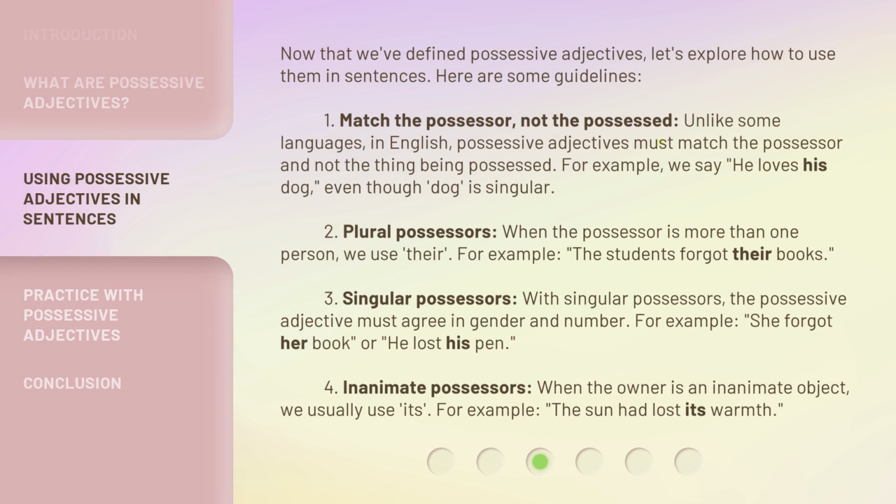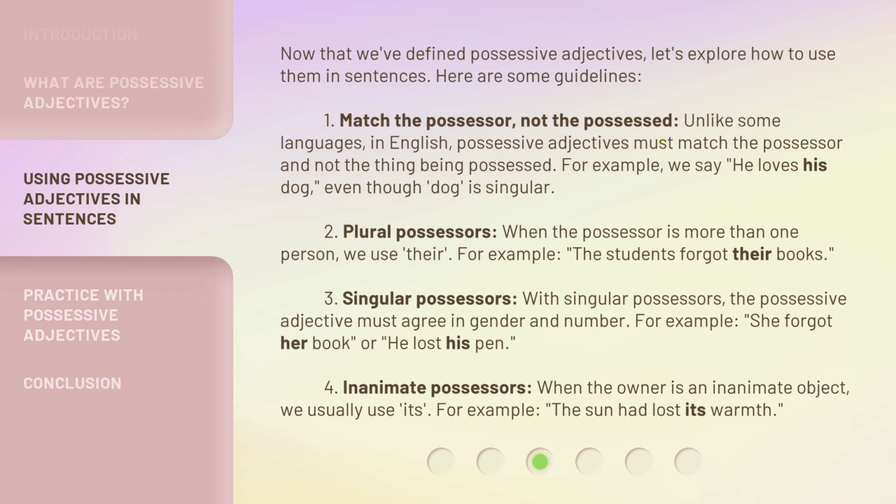Now that we've defined possessive adjectives, let's explore how to use them in sentences. Here are some guidelines. 1. Match the possessor, not the possessed. Unlike some languages, in English, possessive adjectives must match the possessor and not the thing being possessed. For example, we say, "He loves his dog," even though dog is singular.